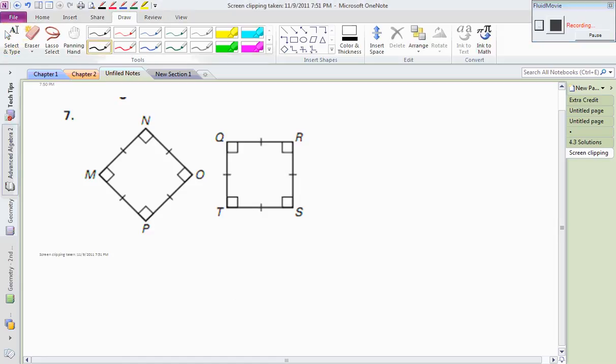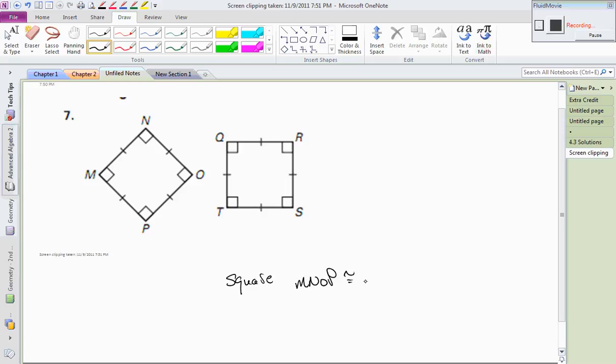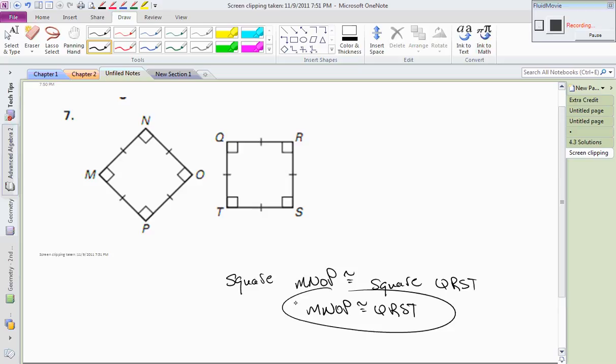So I would simply say that square MNOP is congruent to square QRST, or just quadrilateral MNOP is congruent to quadrilateral QRST. I'll probably write that. I think the answer key actually gives this one and specifies that it is a square.